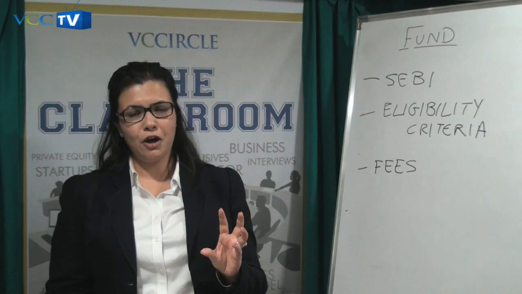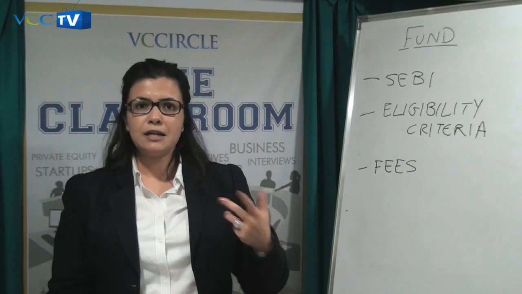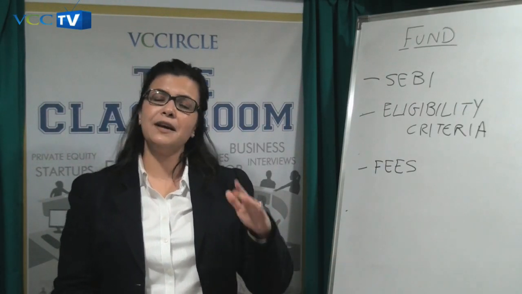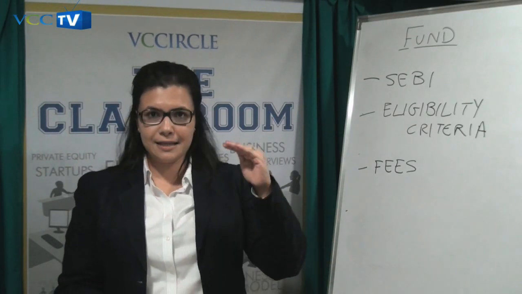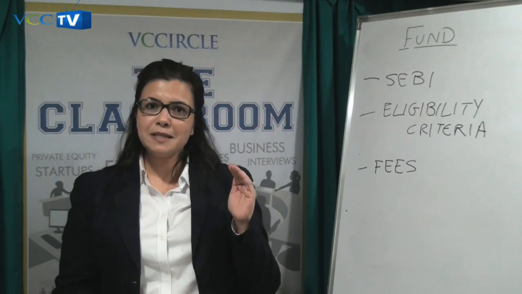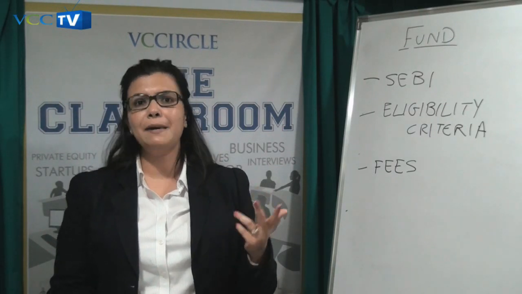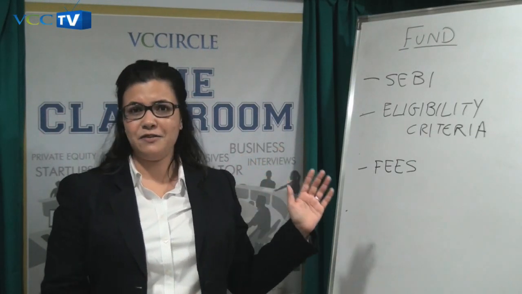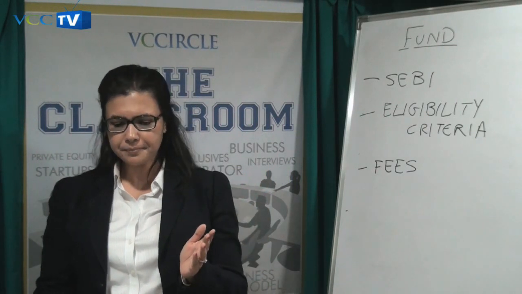This constitutional document must specifically allow the entity, the fund, to conduct business as an alternative investment fund and specify the category in which it proposes to conduct its business. So category 1, category 2, or category 3. It must also specifically prohibit the fund from making a public offer of its units, because an AIF, an alternative investment fund, must always be a privately placed vehicle.